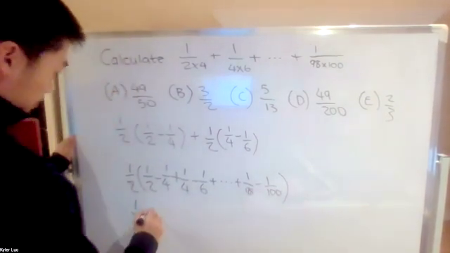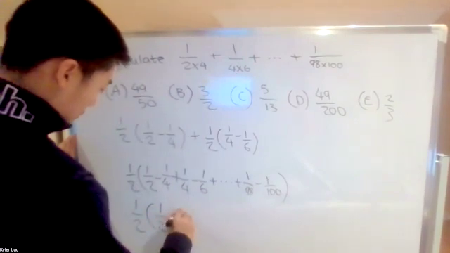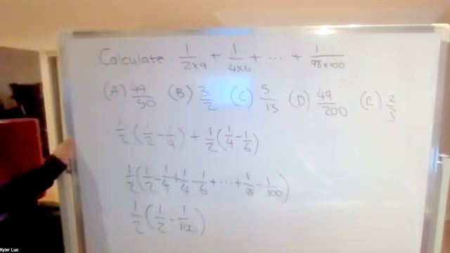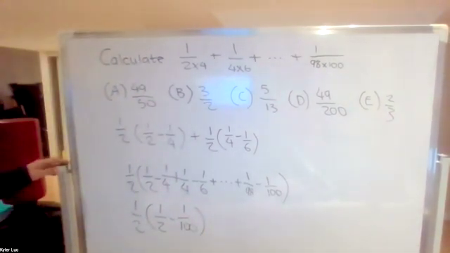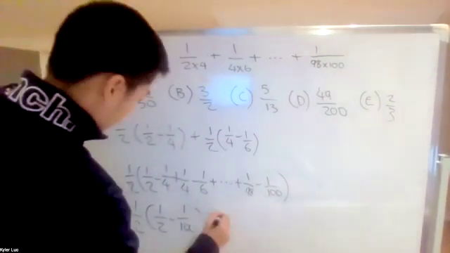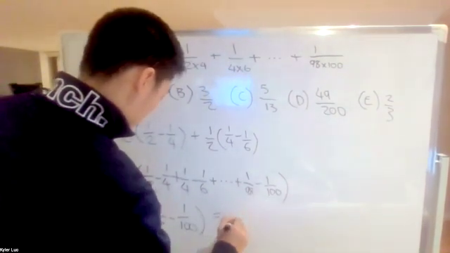times, in brackets, 1 over 2 minus 1 over 100. Now we do the calculation in the brackets first. So 50 out of 100 is basically 1 over 2, minus 1 over 100.